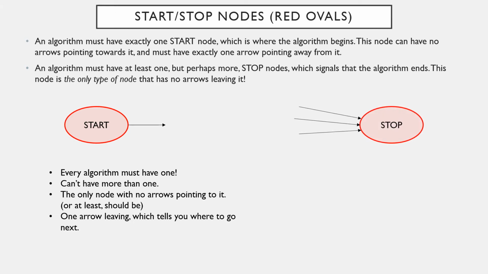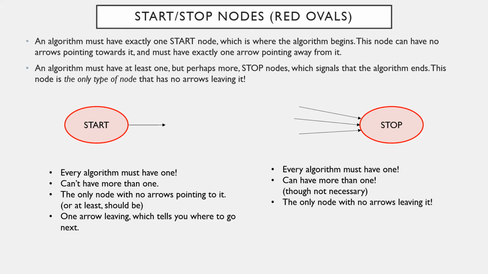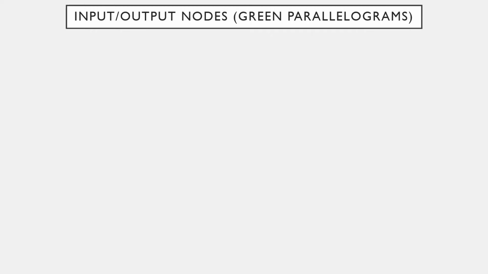Here's a stop node. It happens to have 3 arrows pointing towards it. Every algorithm has to have one, but it can have more than one. It's never actually necessary to have more than one, but it might be convenient for how you put the algorithm down on the page. This is the only type of node that has no arrow leaving it because you don't need to know where to go next because you're done.